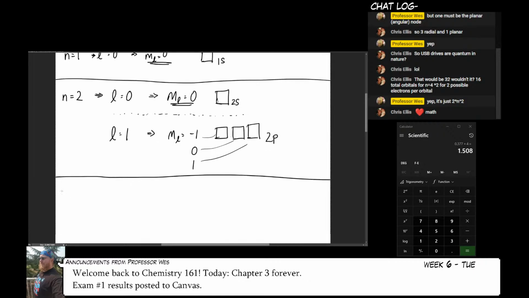And then what we're going to do is we're going to do N equals 3. And I don't know why this popped up. Hold on. I just have an extra window for my tablet that was there.